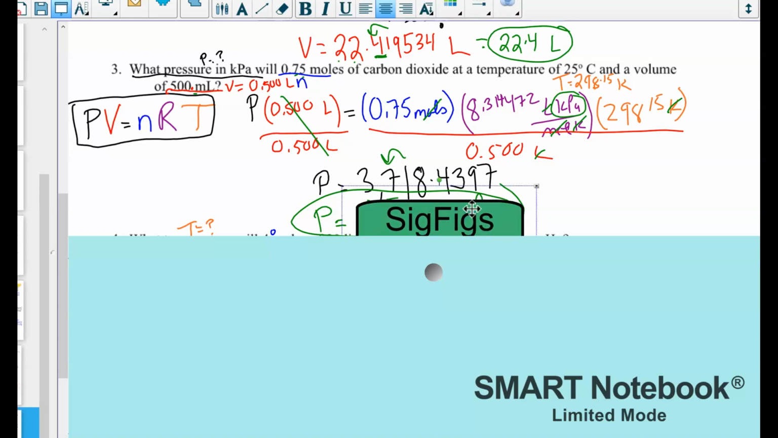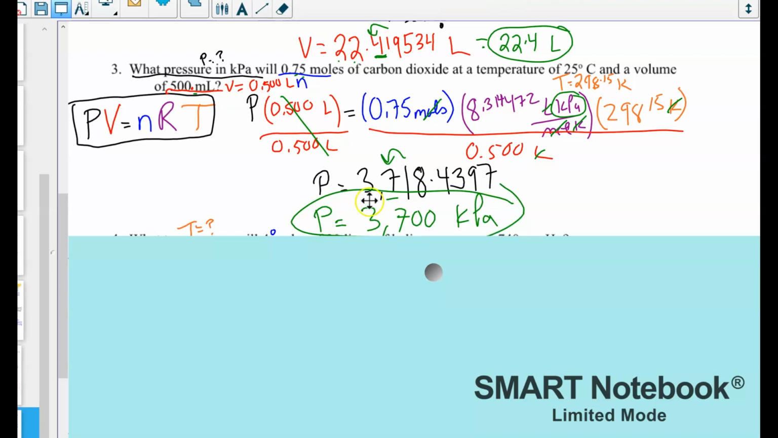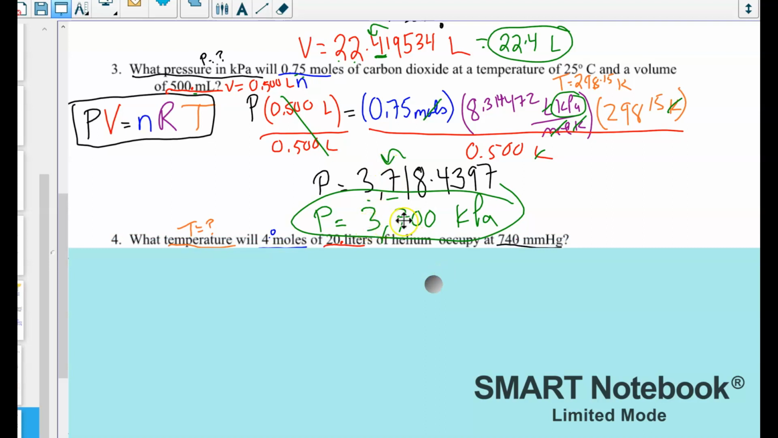3,718.4397. Too precise. 2 sig figs. Well, that's going to be actually 3 sig figs. I made that 500 point to give us an extra sig fig right there. So we're going to say 3 sig figs. 2 is my least number. So if we want to round this to just 2 sig figs, 1, 2, look to the right. The 1 doesn't round up. Final answer is 3,700 kPa.